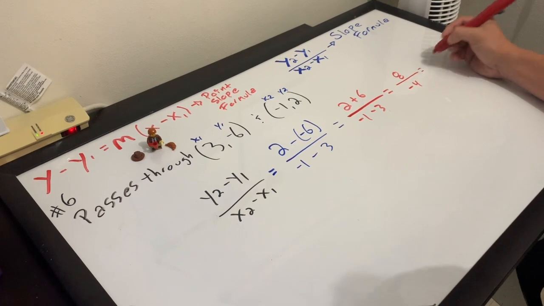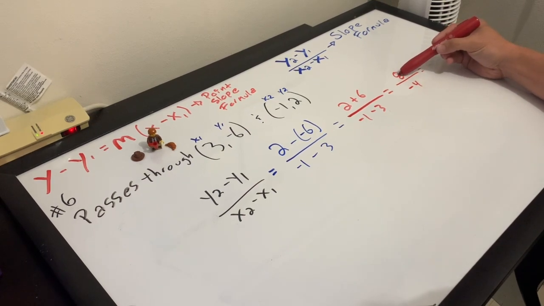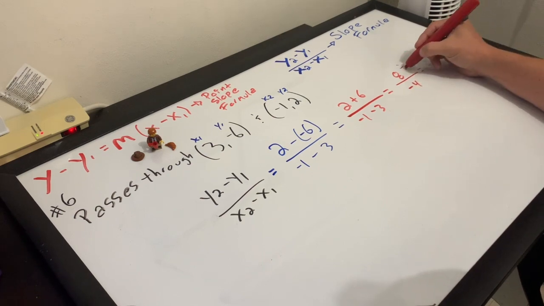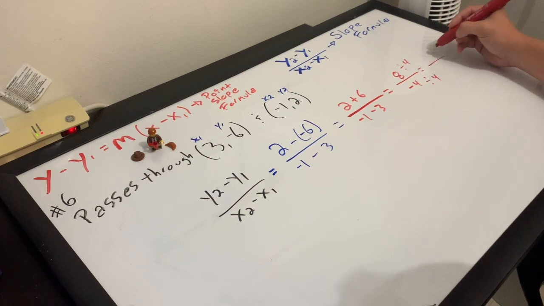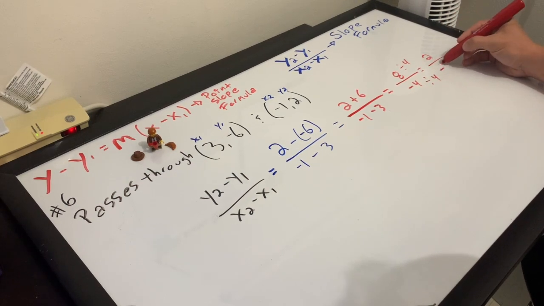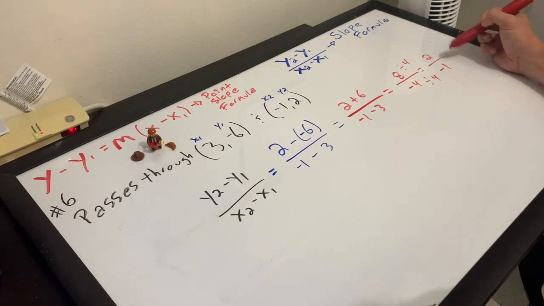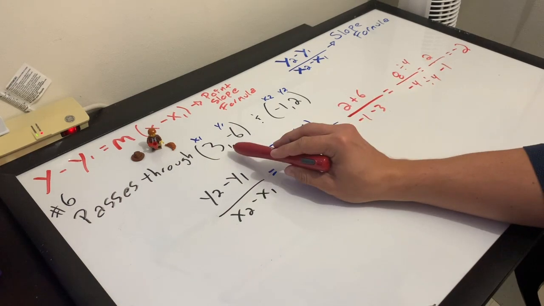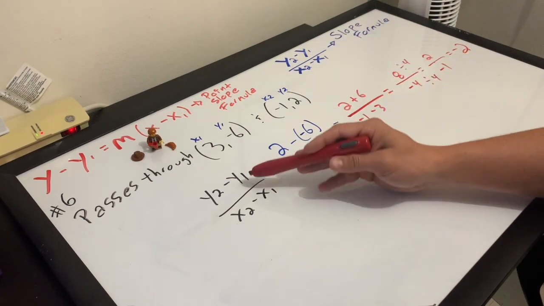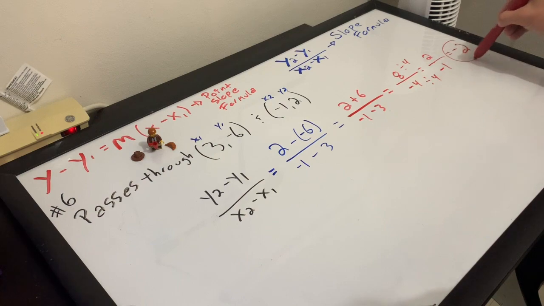Now, I can reduce because I recognize that 8 and negative 4 share 4 in common. Divide both those numbers by 4. Now I have 2 over a negative 1. Any fraction is just a division problem. 2 divided by negative 1 gives me an answer of negative 2. So what did I do? I had 2 points, plugged them into my slope formula, solved, and this number is our slope number.